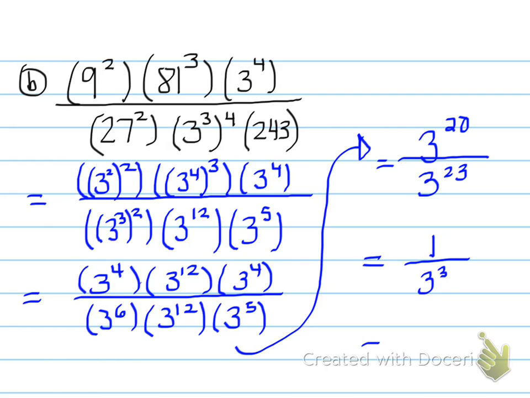Now, some of you are going, 20 minus 23 is negative 3. Why is the answer positive? Well, remember that we want the answer to be positive. That's going to be something where you need to simplify. The result will be 1 over 27. So this is a positive exponent. We're going to look at negative exponents a little later on.